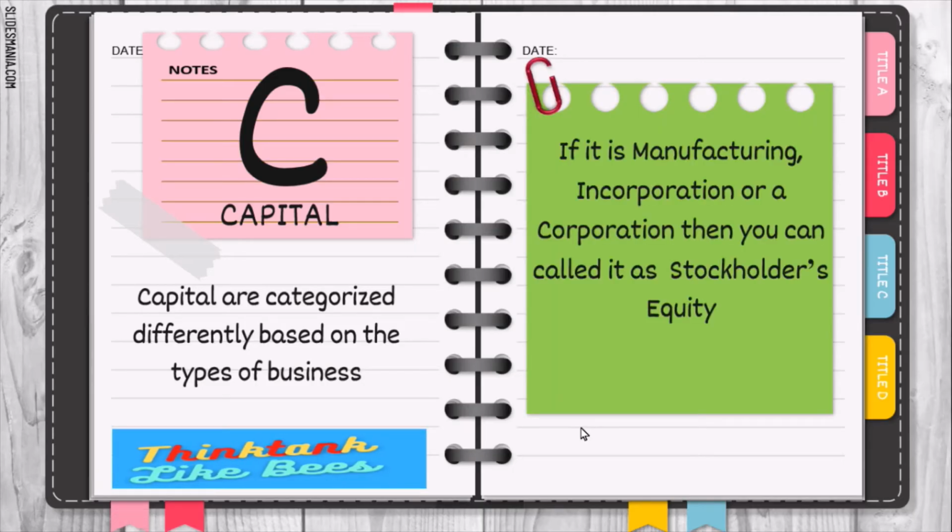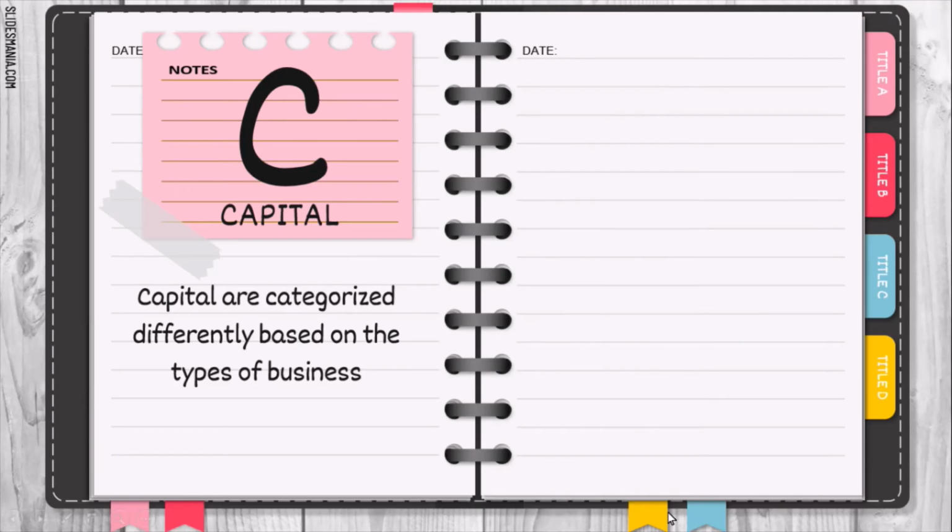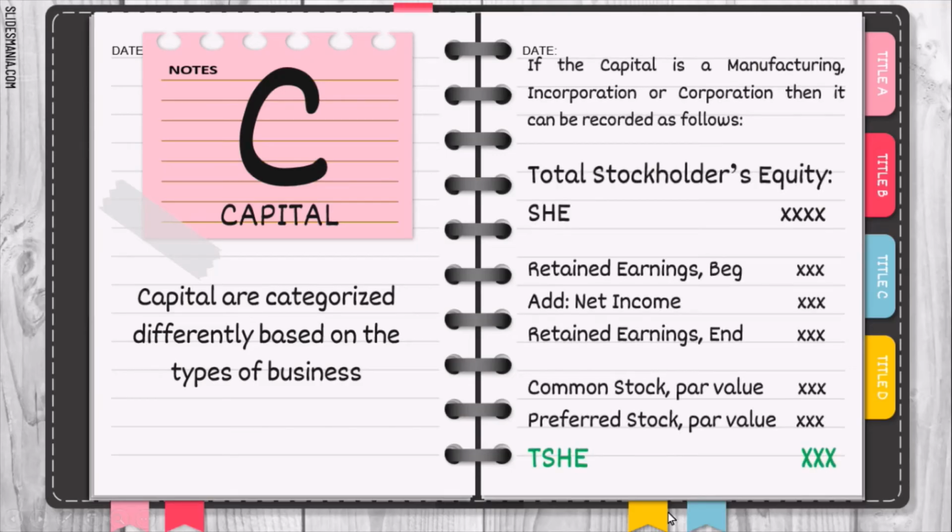If it is a manufacturing, incorporation, or corporation business, then you call it stockholders' equity. So capital also means stockholders' equity. If the capital is for a manufacturing business, incorporation, or corporation, then it can be recorded as follows. We have the total stockholders' equity, which also means capital, so we will provide that here.